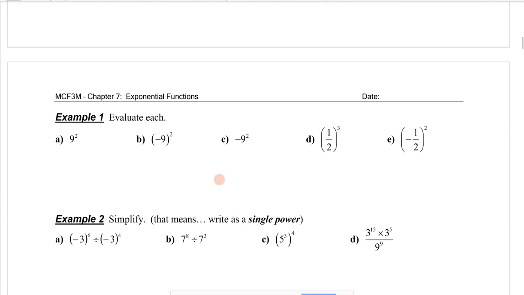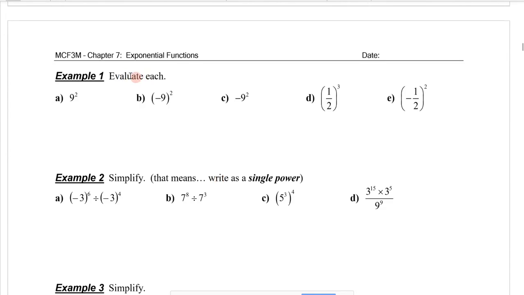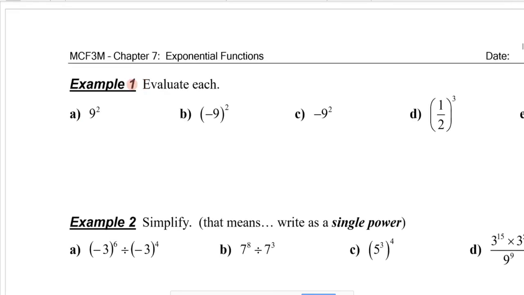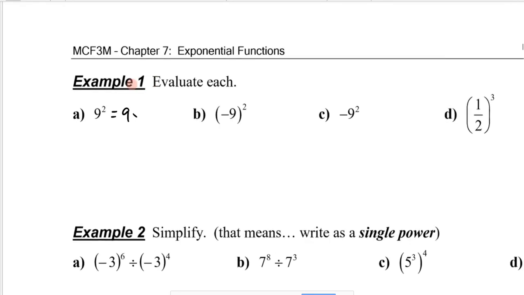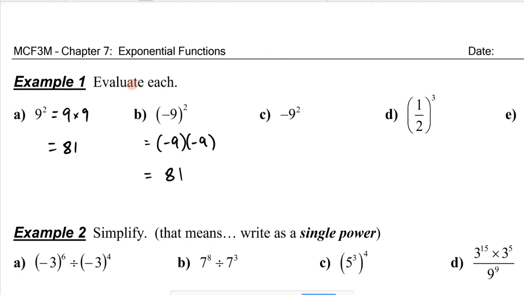Let's do some examples. When I say evaluate each, or the textbook says evaluate each, you want to actually evaluate what this is. So 9 squared is 9 times 9, which is 81. Negative 9 squared is negative 9 times negative 9. And remember, two negatives make a positive, so I will still have positive 81. Negative 9 without the brackets squared means I have a negative sign and then 9 squared, which is 81, so negative 81. The negative is applied after you evaluate the exponent.